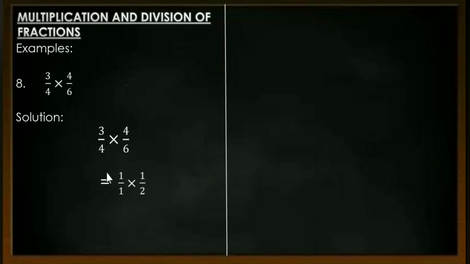When you look at the directions again, you find out that there is no number that can divide. So you just multiply your numerators and your denominators. So 1 times 1 will give you a 1. 1 times 2 will give us 2. So our answer is 1 over 2.